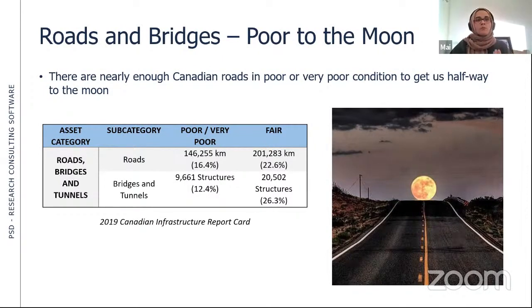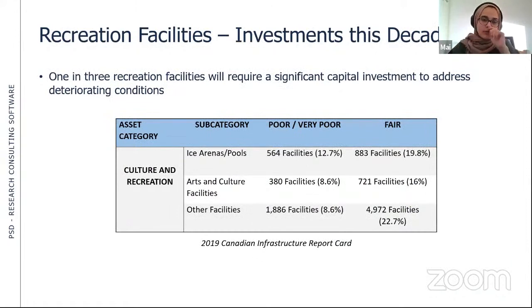When we look at recreation facilities, for example, these are facilities that provide quality of life. They provide mental and physical well-being to our residents. And it's shown that about 1 in 3 recreational facilities will require significant capital reinvestment to address their deteriorating conditions. So when you think of the various facilities that the town owns and manages, like the family leisure complex that was built in 1981, the factory theater that was built in 1970, the soccer, the tennis clubhouse, all of these are important facilities that provide services to our residents.